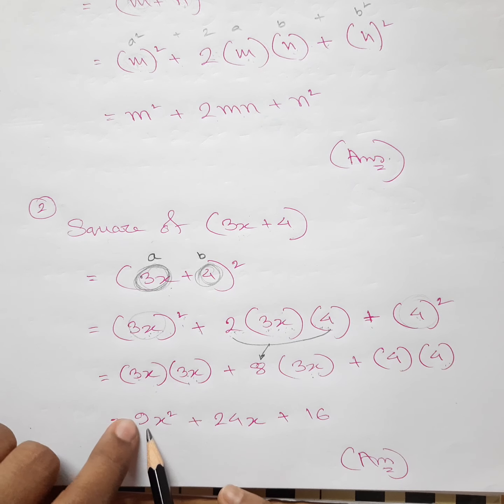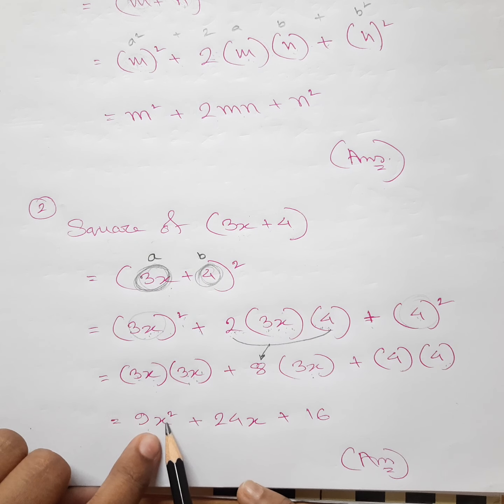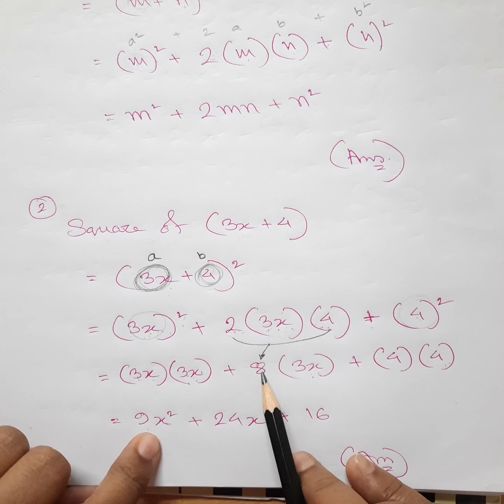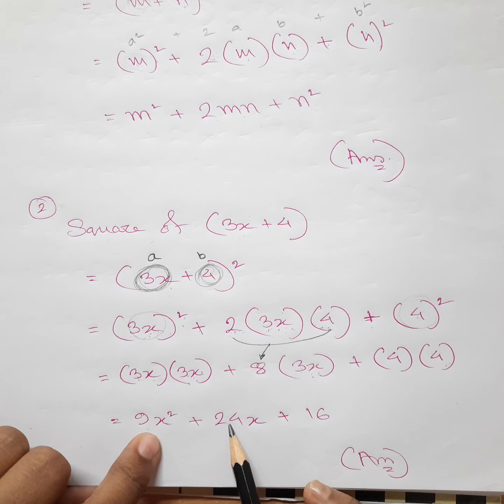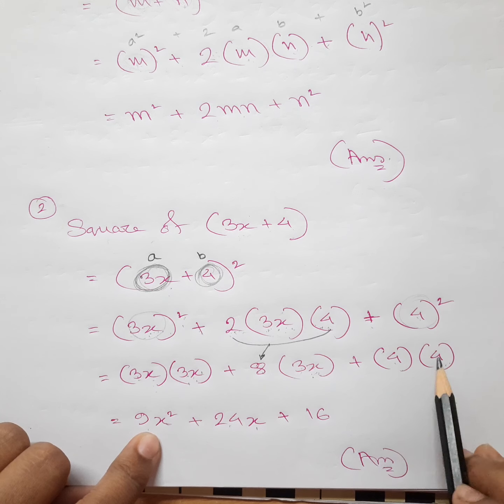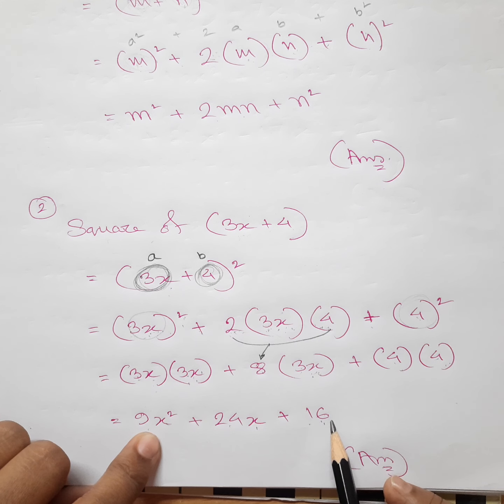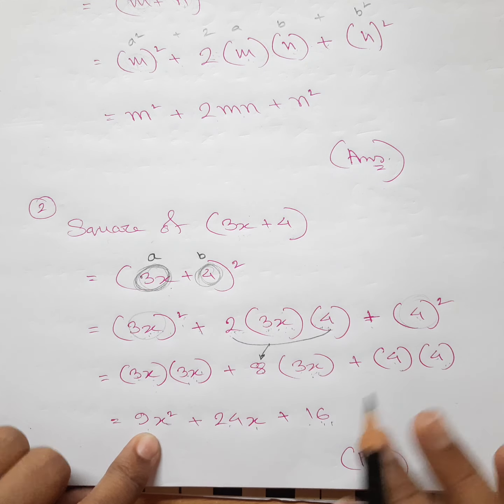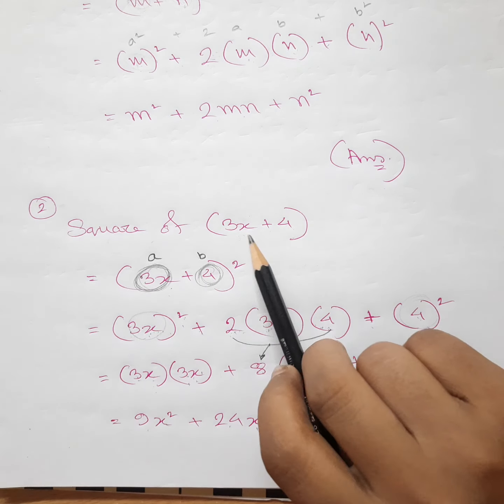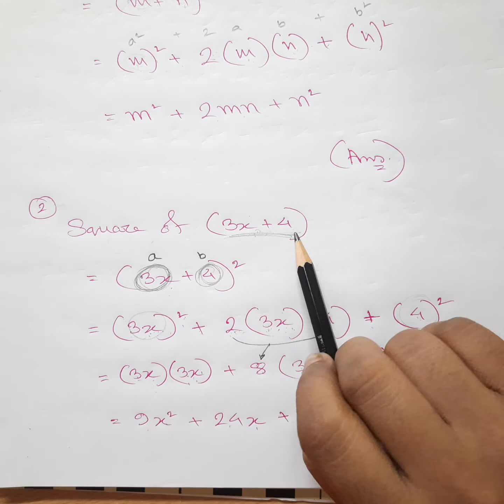Now 3 3s are 9. x into x makes x square. 3 8s are 24. x will be here because we don't have anything to do with x. 4 into 4 makes 16. Okay, so this is your answer of squaring that part.